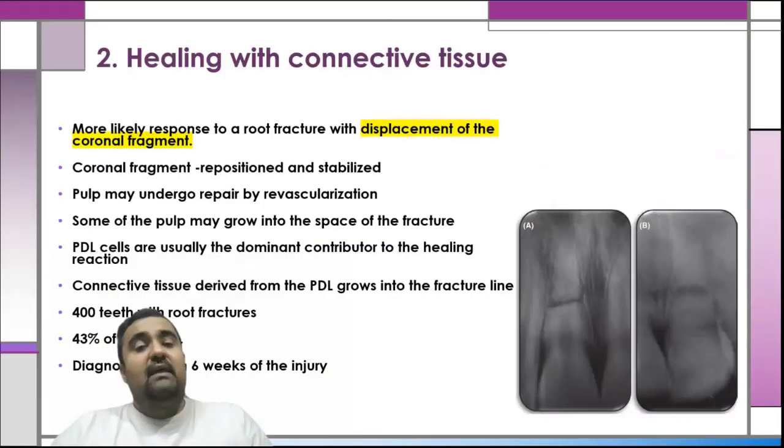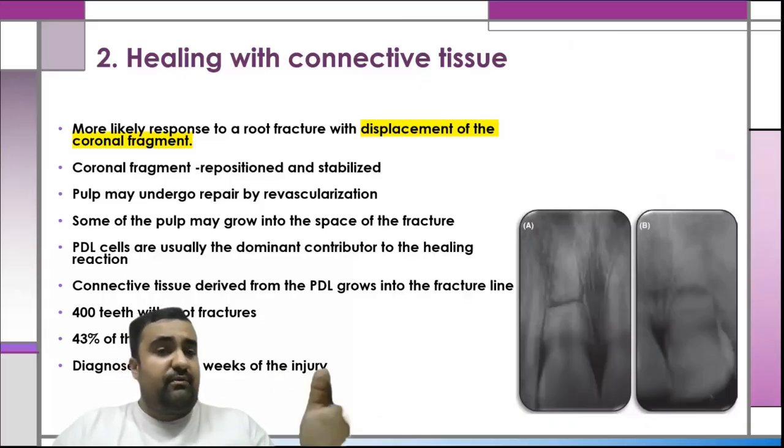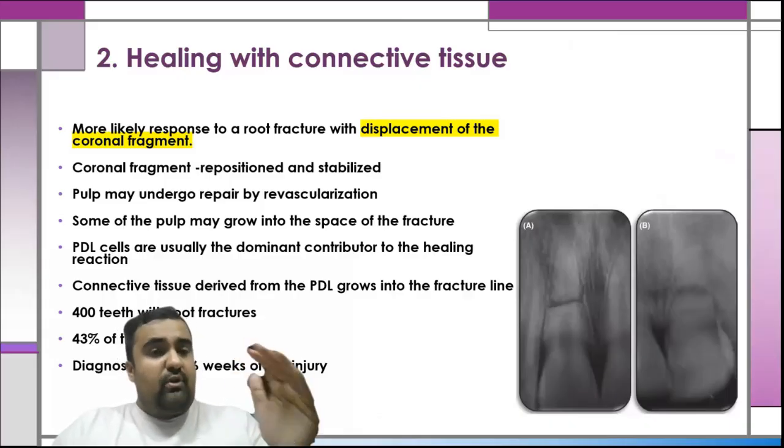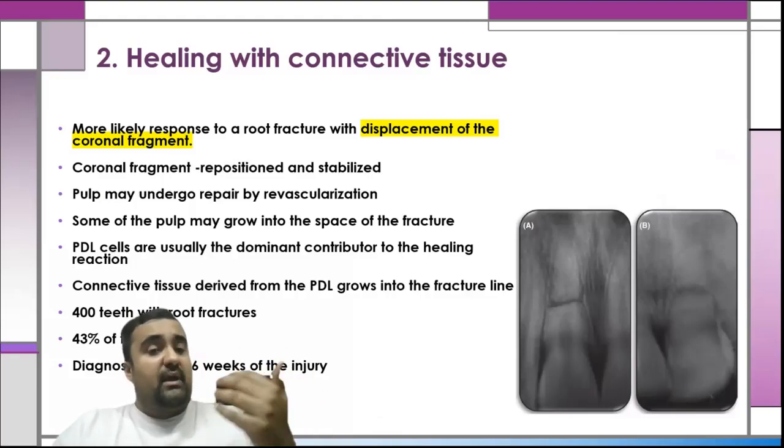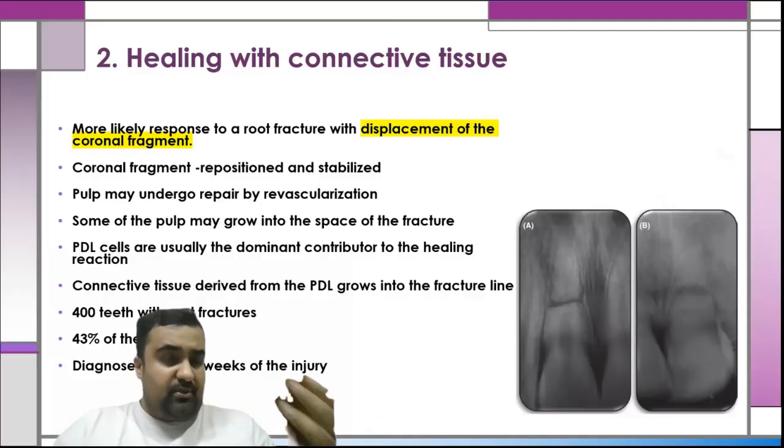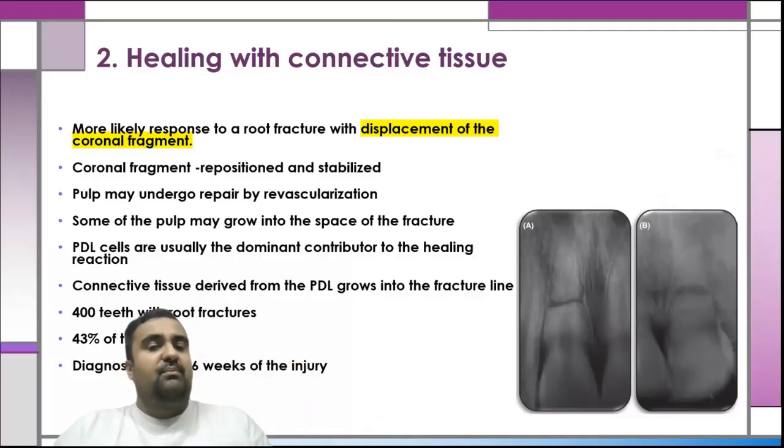Next comes healing with connective tissue. It more likely occurs in response to a root fracture with displacement of the coronal fragment. And the coronal fragment is usually repositioned and stabilized. Pulp may undergo repair by revascularization, and some of the pulp may grow into the space of the fracture. PDL cells are usually the dominant contributor in this type of reaction.